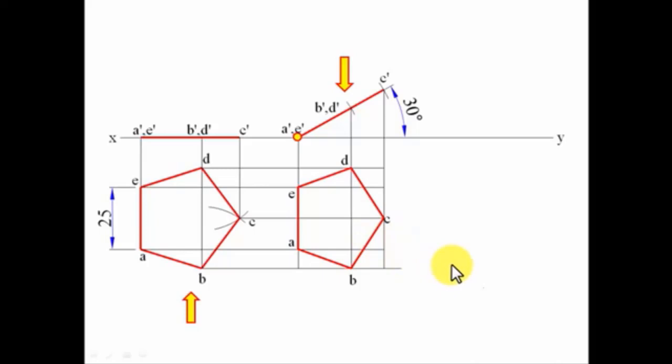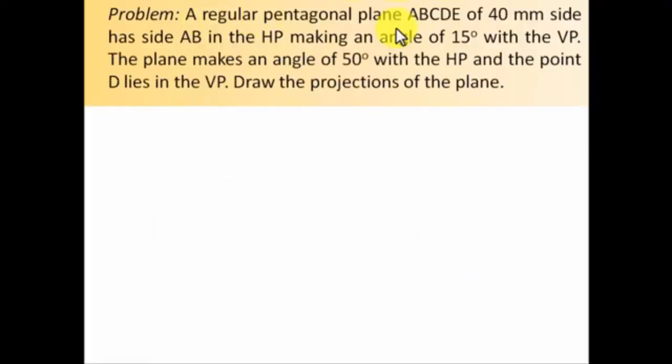Okay, regular pentagonal plane ABCDE of 40 mm side has side AB in the HP, making an angle of 15 degrees with the VP. The plane makes an angle of 50 degrees with the HP, and the point D lies in the VP. Draw the projections of this plane. My goodness, whole lot of VPs, HPs are there in this problem. Let's sort them out one by one.